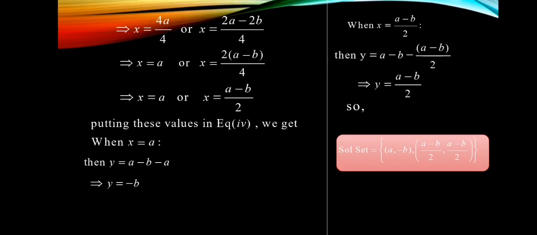Then the second ordered pair is ((a minus b) divided by 2, (a minus b) divided by 2). Next is the condition when both the equations are quadratic. Here the thing which we can easily observe is that the degree of both the equations is 2, either in terms of x or in terms of y. So both the equations are quadratic. Now since the degree is the same, we will easily do it by the subtraction method.